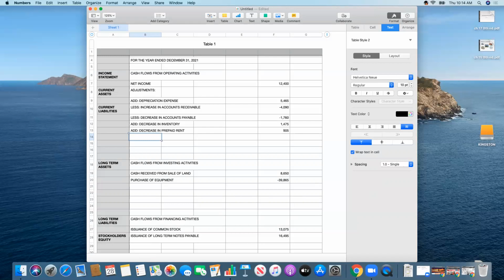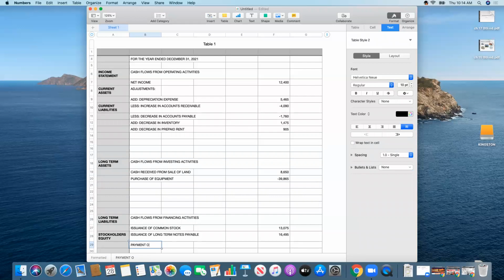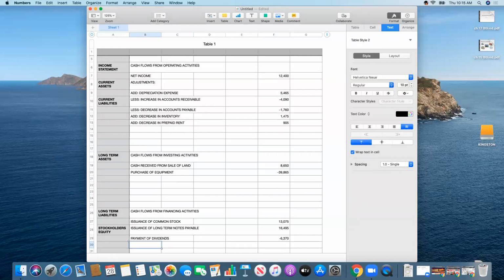Payment of dividends. Dividends is part of retained earnings, right? Payment, so that's a minus number. Payment minus 6370. Right? And the last one, purchase of treasury stock. Treasury stock is part of stockholders' equity. Purchase of treasury stock. What happens to your cash when you purchase treasury stock? It decreases. Minus 2615.